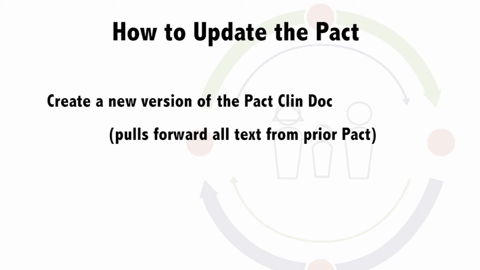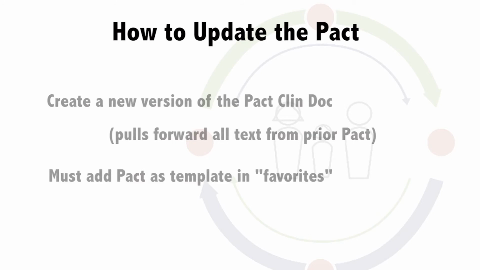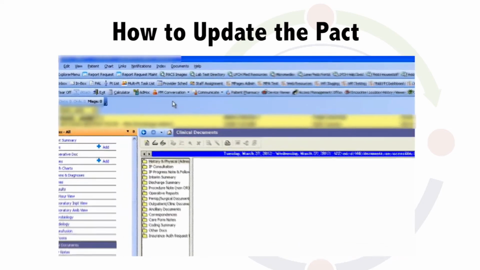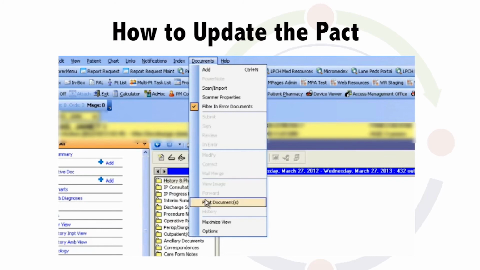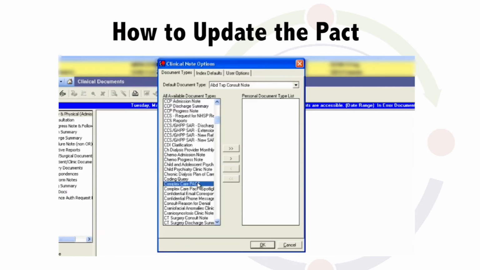Before you can create a PACT ClinDoc note for your patient, however, you must first add the document as a favorite in your templates. To do this, simply go to the Documents drop-down menu at the top of the screen and select Options. This will bring up a list of all of the possible clinical document types that you can add to your favorites. Navigate to the Complex Care PACT ClinDoc and add it to your favorites by moving it from the box on the left to the box on the right.